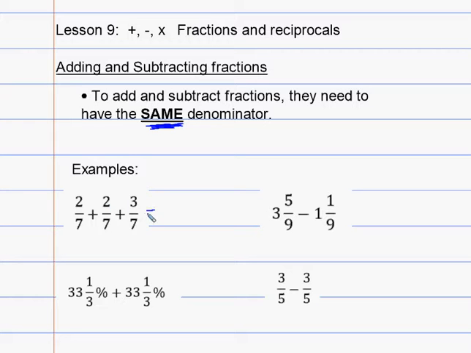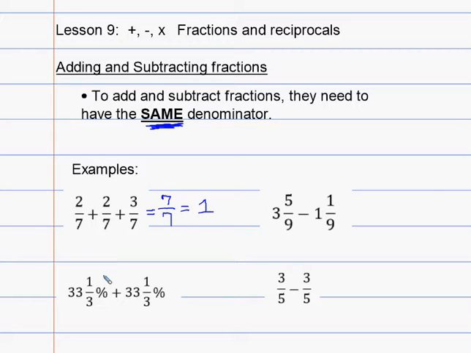And so when you add, we're going to add the 2 plus the 2 plus the 3, and we're going to end up with 7. And then we just keep the denominator because we didn't change the size of the pieces. We just have some more of them. Now, anytime you end up with the numerator and the denominator being the same, that's going to simplify to 1. We have 7 pieces out of 7 possible pieces, so we have the whole thing.